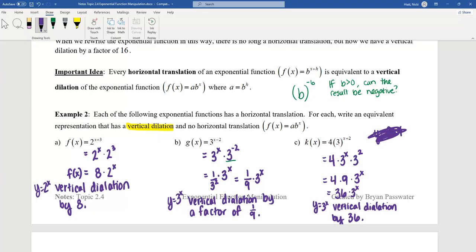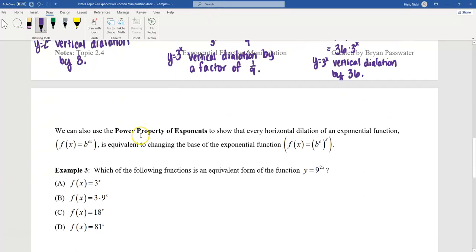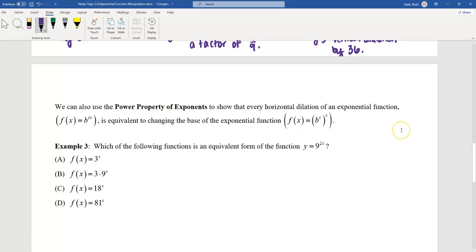Okay, we okay here? So, every horizontal translation, whether it's a shift left or right, or an expansion or compression, is, actually no, any shift left or right is going to have a vertical dilation that goes with it. Okay? Now, let's think about what happens in the power property. If we have a power property, which is a horizontal dilation, that can be rewritten as a vertical, well, actually, I think it changes the base is what happens. Let me remind myself. Yeah, it changes the base.